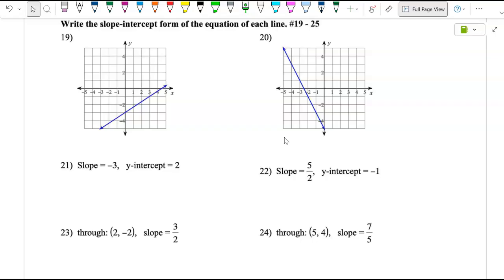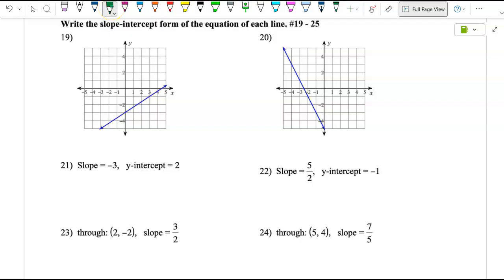So on that graph, you need to determine what is the slope and what is the y-intercept. Those are the two pieces of information I need each time to write my equation in slope-intercept form. So I'm going to pause for a moment while you have a chance to work on 19, 21, 23, and 25. All right, so on number 19, we need to find the slope and the y-intercept on the graph.